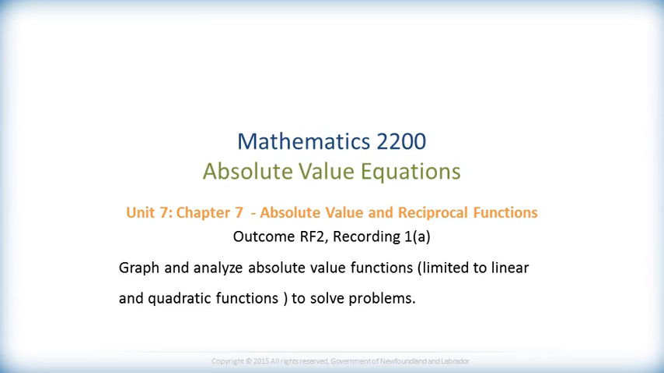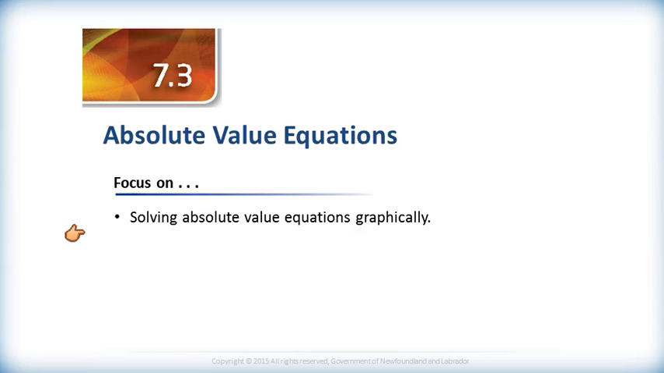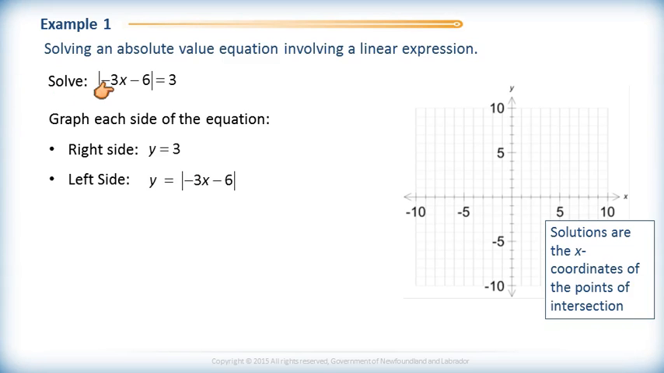Welcome to recording 1A for section 7.3 of the text on absolute value equations, Unit 7, Chapter 7 of Mathematics 2200. We're going to look at how we can solve absolute value equations graphically. In this case, we have the absolute value of negative 3x minus 6 equals 3.